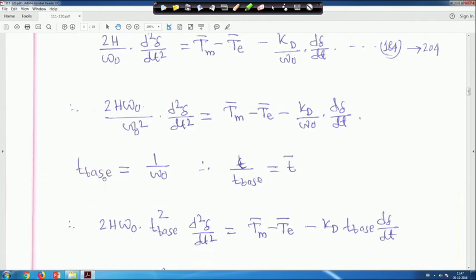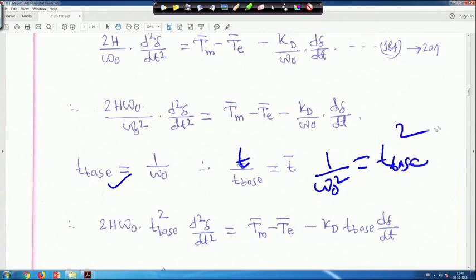Now, we know that earlier we have seen T base is nothing but 1 upon omega 0, which is the time base. Therefore, t by t base is equal to t bar, if you take time in per unit, and t base is equal to 1 upon omega 0. If we do so, my 1 upon omega 0 square will be my t base square. It is coming from here.